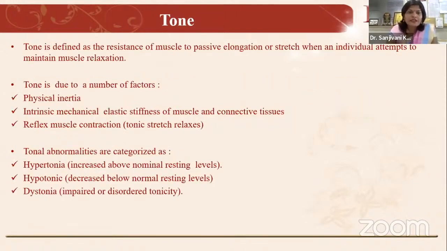Then tone. In neurorehabilitation, we are always struggling with tone. But tone is a normal thing. When it increases or decreases, it becomes abnormal. So basically, what is tone? Tone is defined as the resistance of a muscle to passive elongation or stretch when an individual attempts to maintain a muscle contraction. In short, we can say it is a state of muscle.